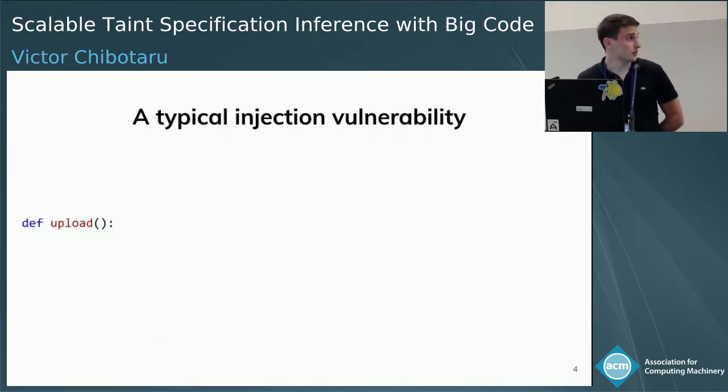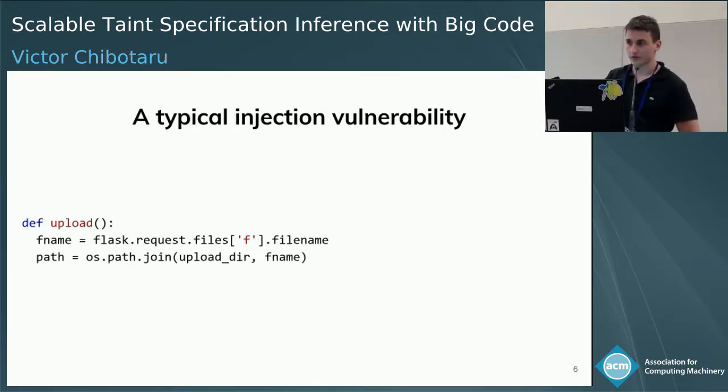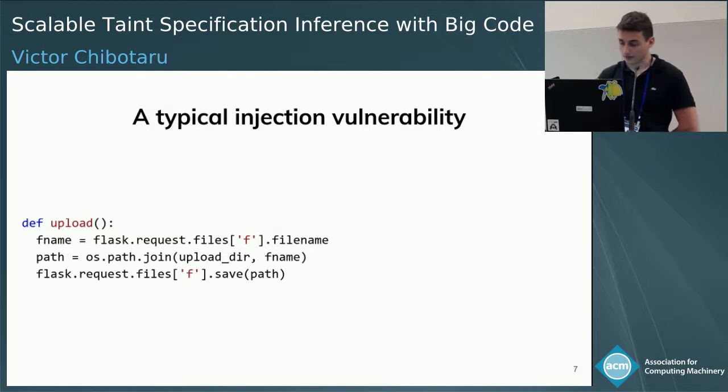Let's take a closer look at how those vulnerabilities look. To this end, let's try to develop a small web application that would allow users to upload files to the web server, and let's see what can go wrong with this. The application will work the following way. First of all, it will read the file name provided by the user. Second, it will concatenate the file name to some path to some upload directory where the files will be stored. And third, it will save the file to the obtained path.